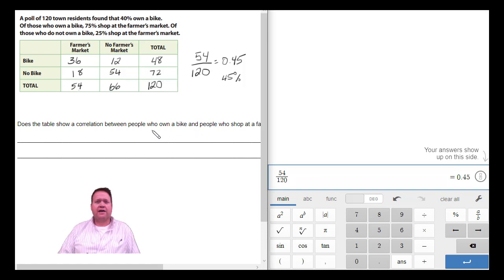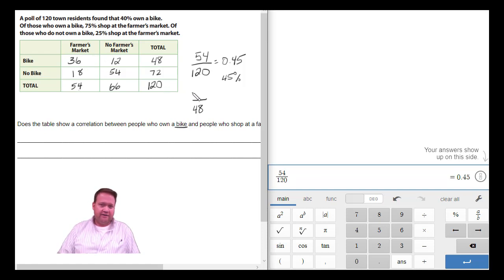But when we narrow that scope and we want to look at just the bike owners, what percentage of them go to a farmer's market? Well, there were a total of 48 bike owners, so we're no longer comparing to 120. Now we're just comparing to the 48. And out of those 48, how many people actually went to the farmer's market? Take a look at the table and see if you can pick out the number of bike owners that went to a farmer's market. It's that number right there.